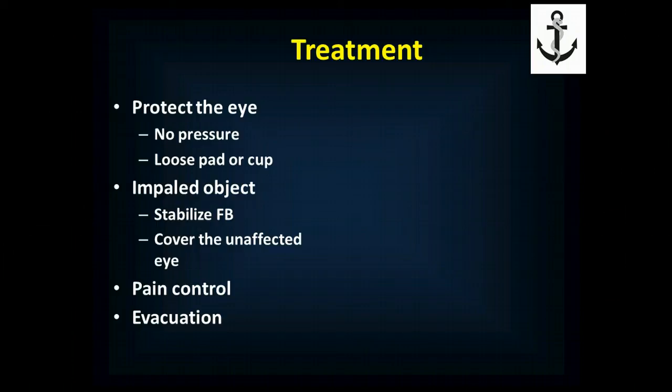So you need to put a patch over the affected eye as well, so that the unaffected eye is not moving around the affected eye at the same time. Now that's going to be very scary because this person has just had an eye-threatening, possibly life-threatening, possibly career-ending event, and now you are effectively making them blind. So there needs to be a lot of psychological support, hold their hand, stay next to them, pain control to decrease their blood pressure, to make them more comfortable, and to control the pain, and then evacuation.